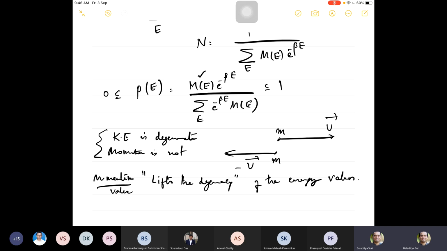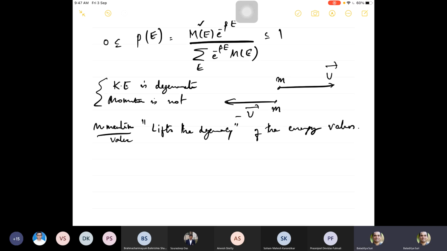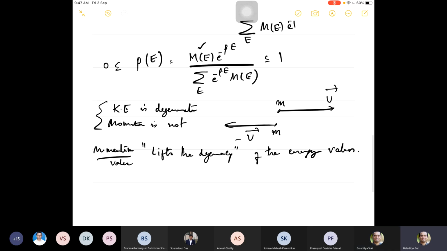But if you now consider momentum, you can clearly say that, okay, this is a right moving particle with energy half mv squared. This is a left moving particle with energy half mv squared. So you usually need to specify other variables in order to lift this degeneracy. But here, the probability depends only on energy anyway. So you get this multiplicity factor.